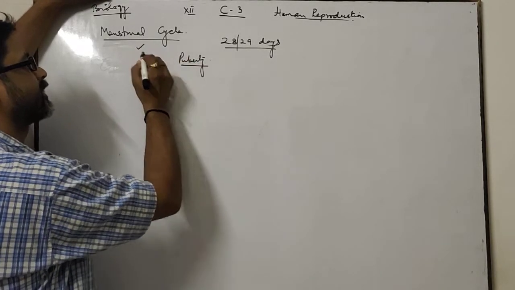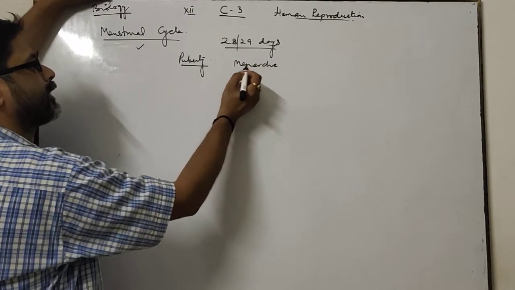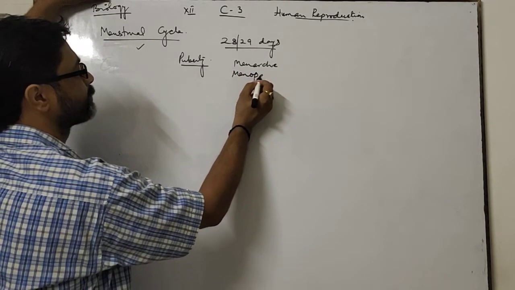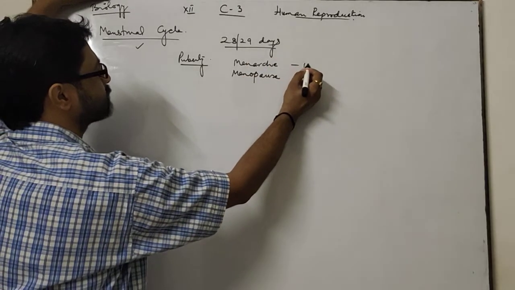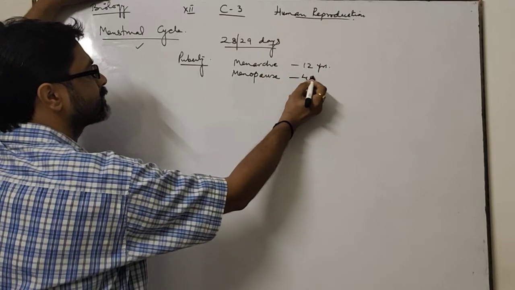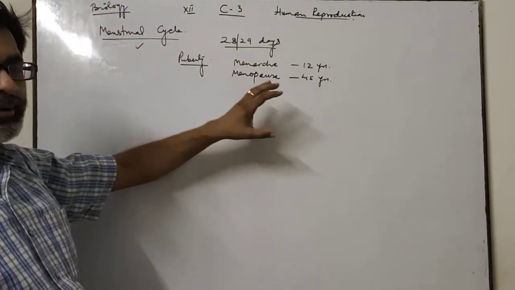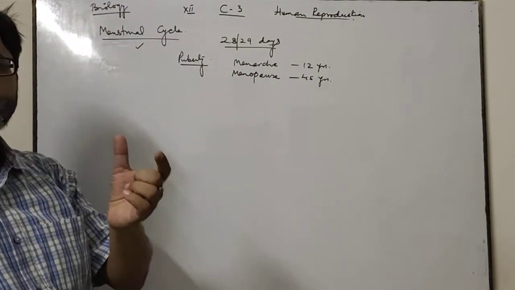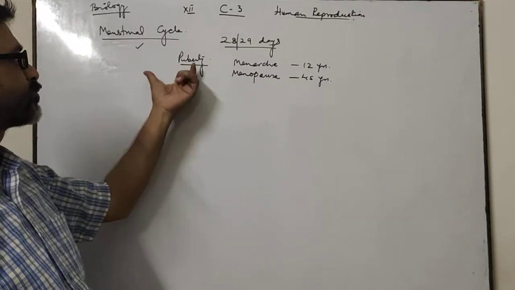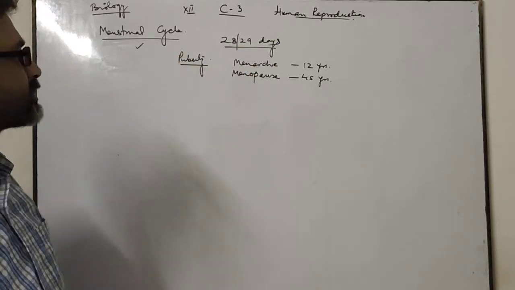The starting of this cycle is called menarche, and the permanent stoppage of this cycle is called menopause. Menarche takes place at the age of about 12 years, and menopause at the age of about 45 years. During pregnancy, this cycle is temporarily stopped. Menopause is the permanent stoppage of the menstrual cycle, and menarche is the first occurrence of the menstrual cycle. This is the difference between the two.